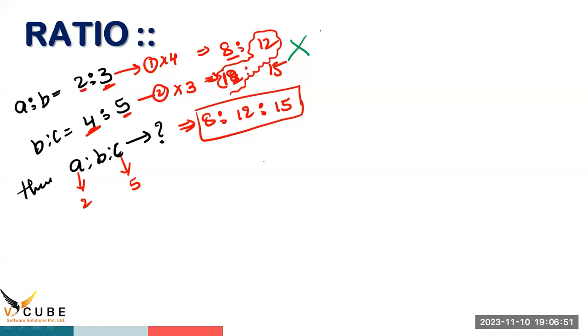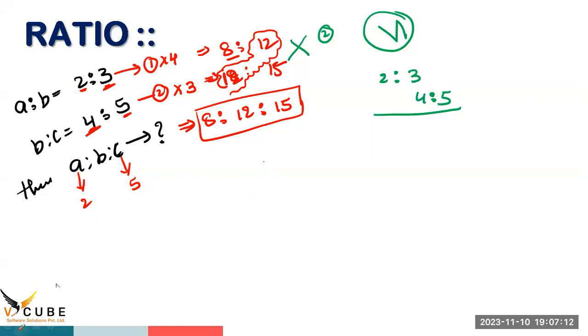Okay, right. I'm going to the second method, guys. Just remember this symbol, guys. The given problem: A is to B is how much? 2 is to 3. And next, B is to C is how much? 4 is to 5. Okay, let's note it down here: 4 is to 5.